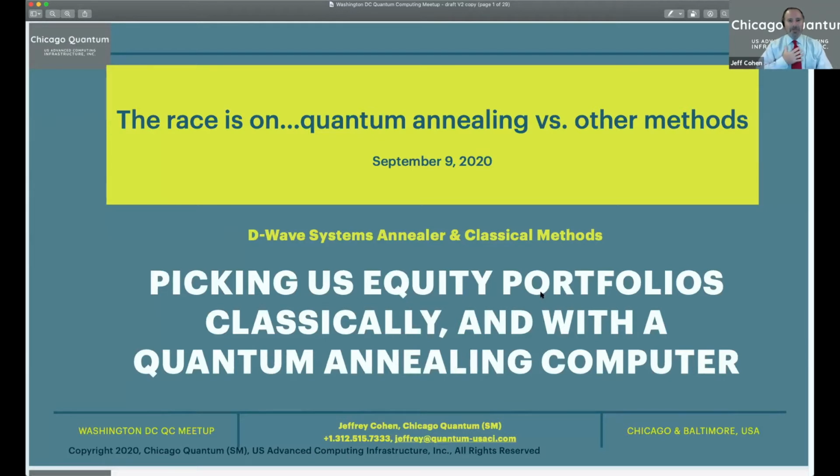So I'm Jeffrey Cohen. We started Chicago Quantum, which is a service mark of U.S. Advanced Computing Infrastructures Incorporated, which is an Illinois corporation. We started it in 2018 to bring quantum computing to regular corporate enterprise IT shops. The idea was we saw quantum computing having a potential to add business value, and we wanted to bring it forward. And then about halfway through the movie, we changed the story a little.